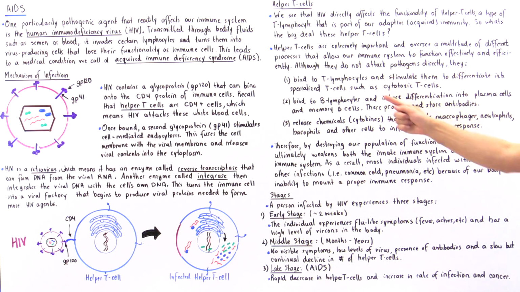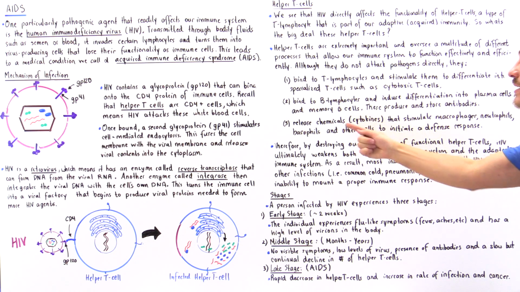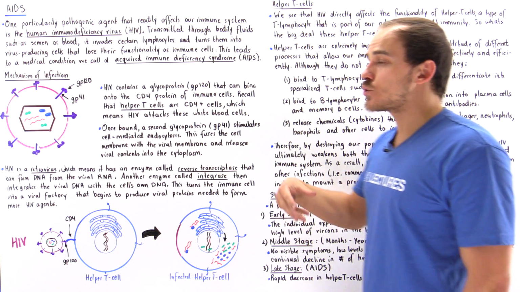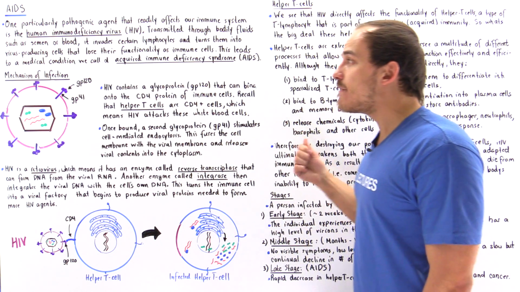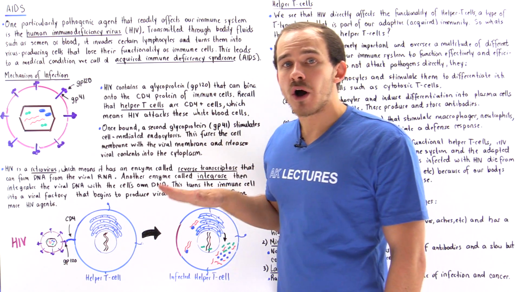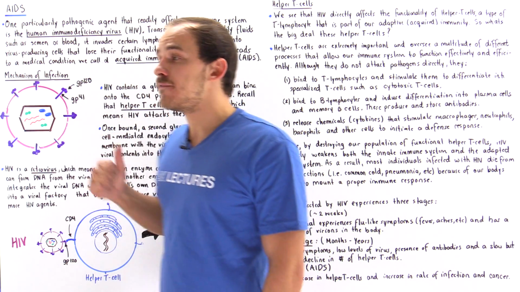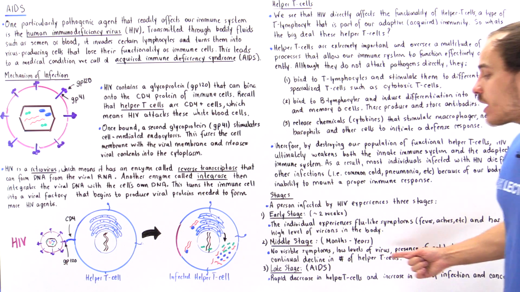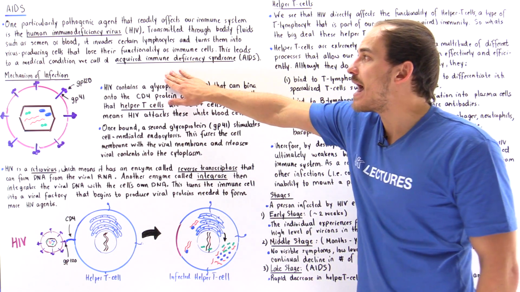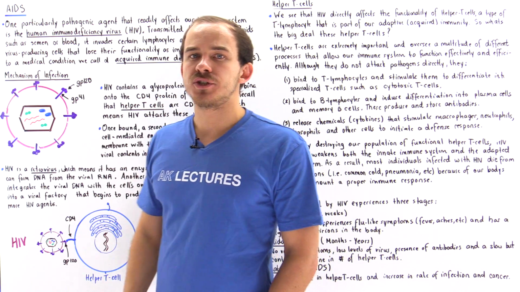Because if we can't produce cytotoxic T cells, and if we can't release cytokines that influence natural killer cells, we don't have any cells that can destroy the cancer cells of the body, and that's why we ultimately develop cancer when we are at the late stage, when we have the acquired immune deficiency syndrome.